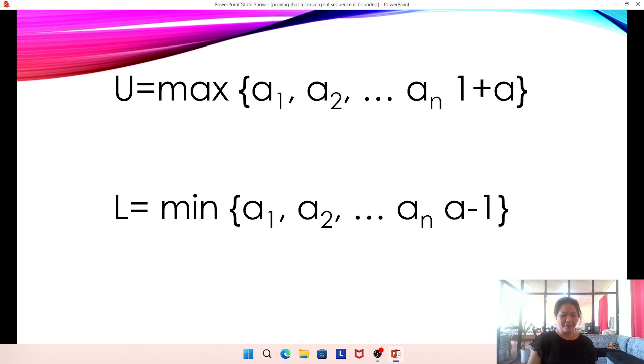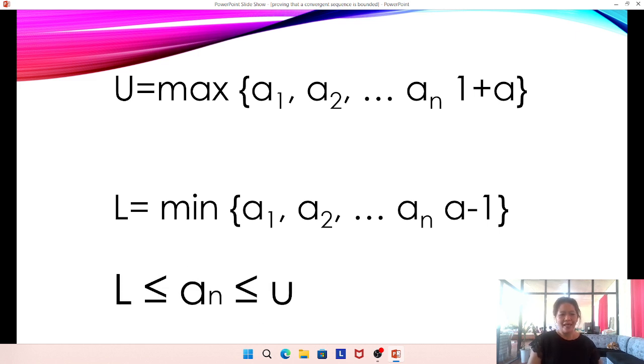For L, one of these numbers, a_1, a_2, and so on, a_N, might be less than A minus 1. In this case, we decrease L accordingly. To make sure that we still have a lower bound, L is the minimum of a_1, a_2, and so on, a_N, and A minus 1. So U, the upper bound of the sequence, is greater than or equal to every term of the sequence, and L, the lower bound of the sequence, is less than or equal to every term of the sequence.